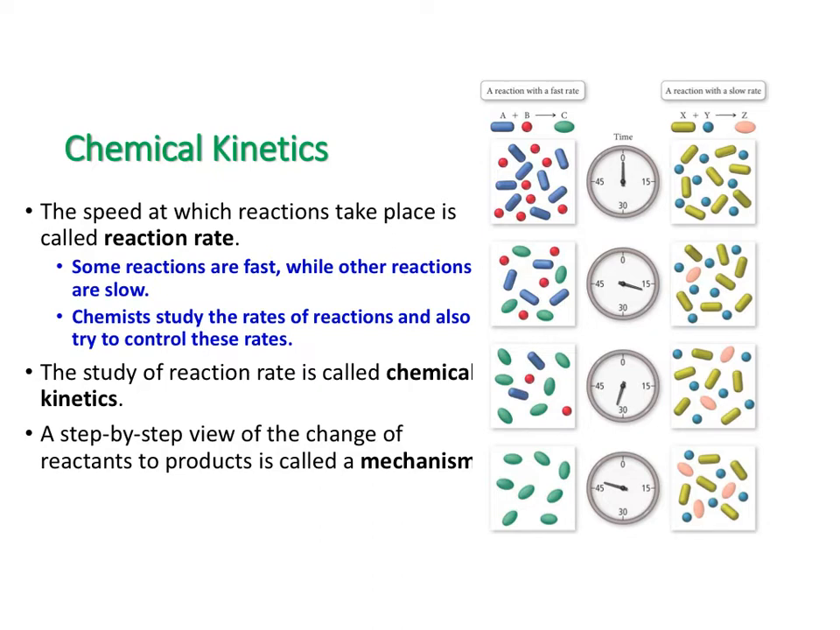The speed at which reactions take place is called the reaction rate. Some reactions can be fast, others can be slow. We can study these rates of reactions, and we can also control these rates in several different ways.